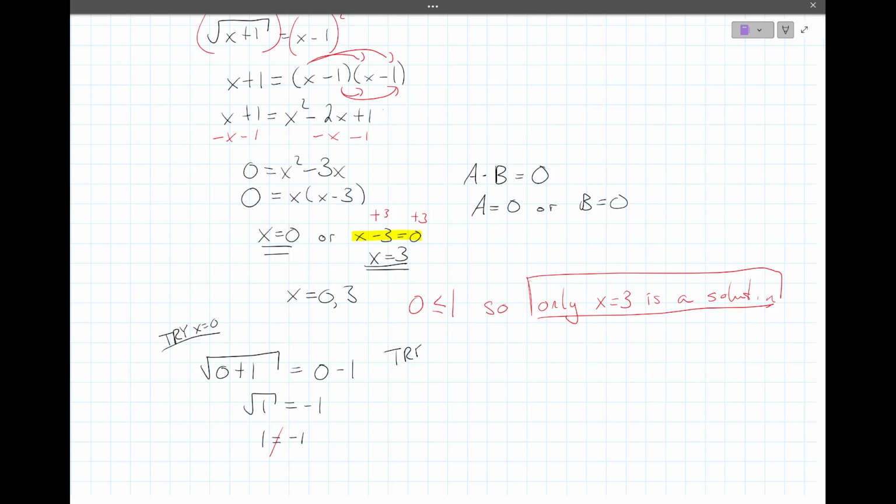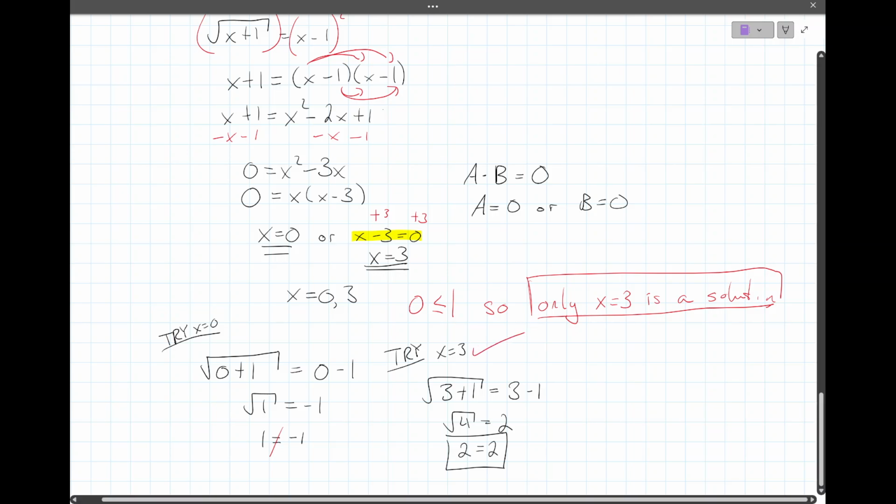Let's try x equals 3. And here, when we try x equals 3, we're going to get 3 plus 1, square root that. And we're going to get 3 minus 1. And this is going to be root 4. This is going to be 2. And then we'll get 2 equals 2. Hey, that works. So that's why 3 is a solution and 0 is not, right?